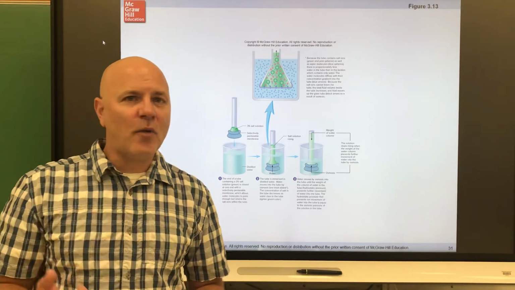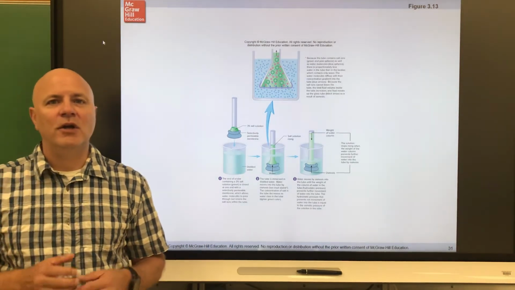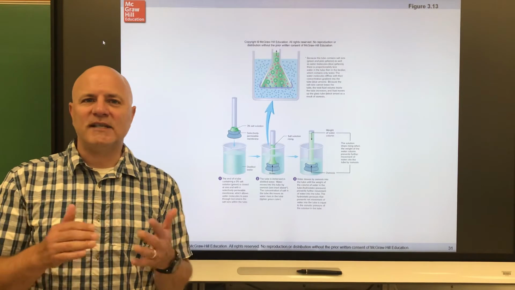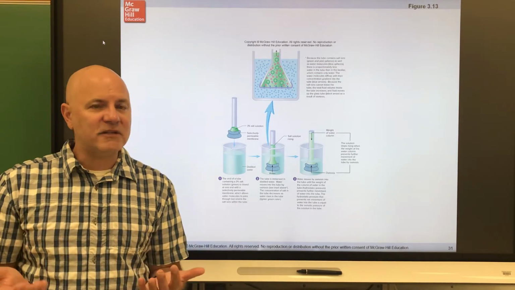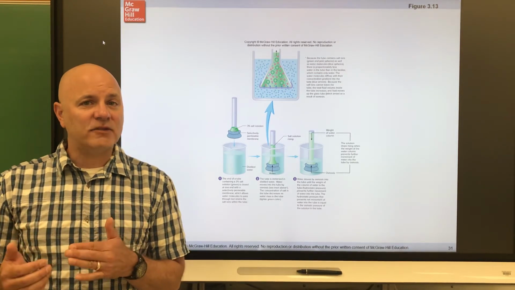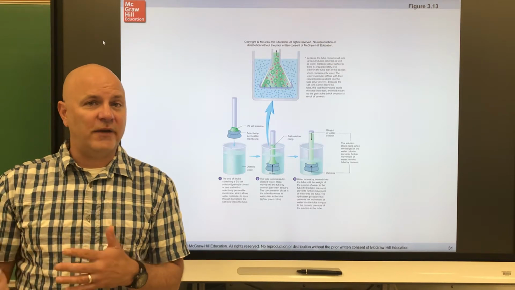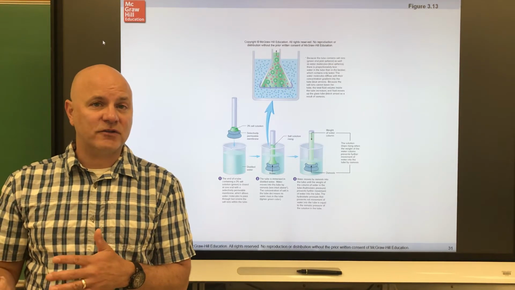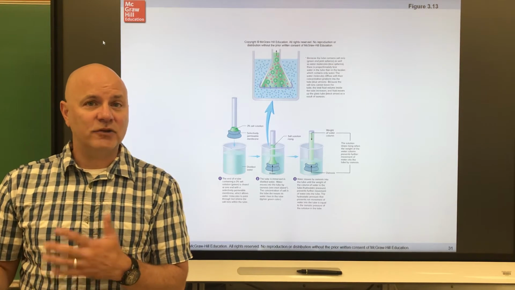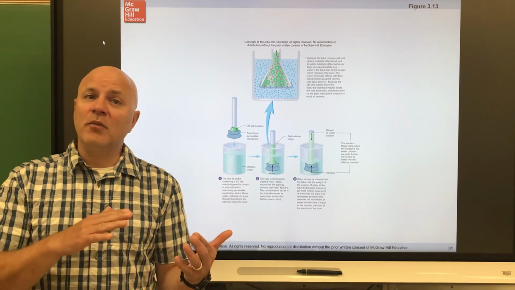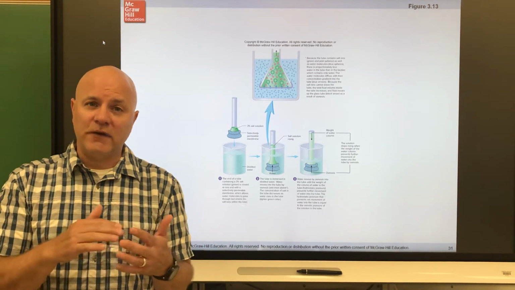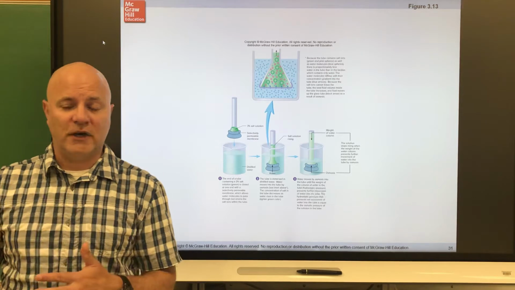All right, so let's go back to the definition here. So it's a movement of substances across a semipermeable membrane, like our plasma membrane, from areas of low concentrations of solids or dissolved substances to areas of high concentrations of solids or dissolved substances. So water is going to move from where there's few dissolved substances to where there's more dissolved substances.